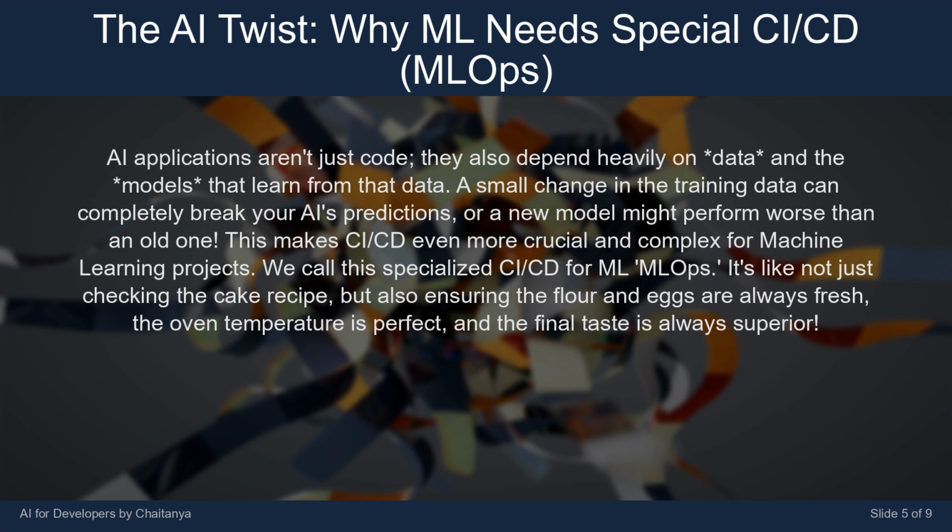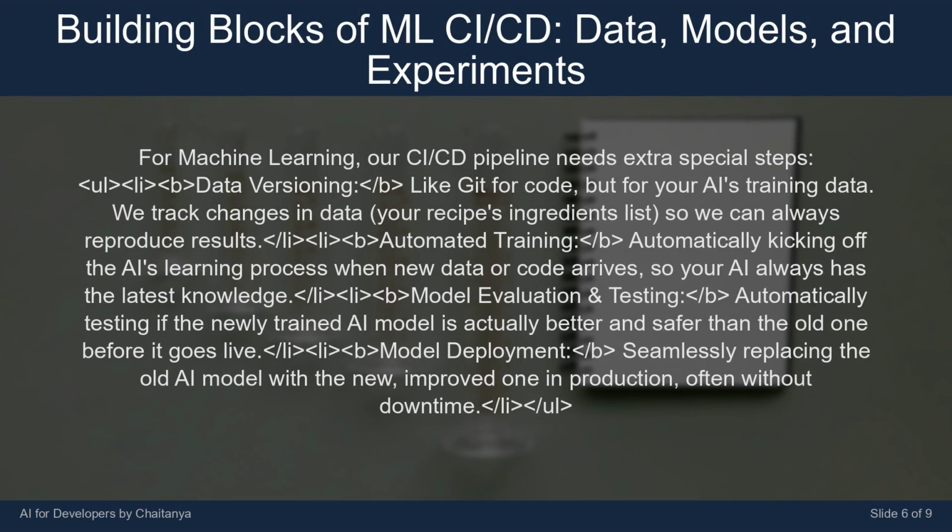It's like not just checking the cake recipe, but also ensuring the flour and eggs are always fresh, the oven temperature is perfect, and the final taste is always superior. For machine learning, our CI/CD pipeline needs extra special steps.